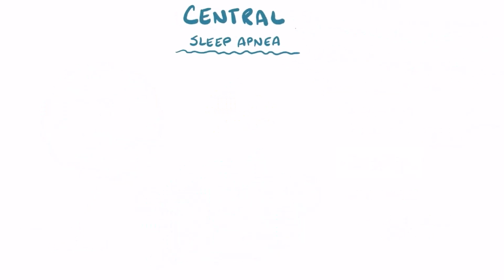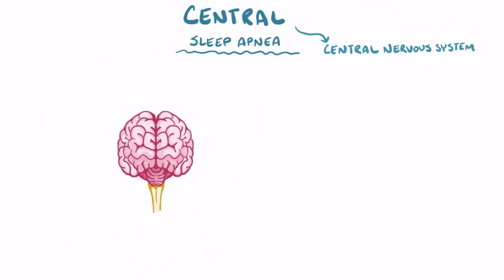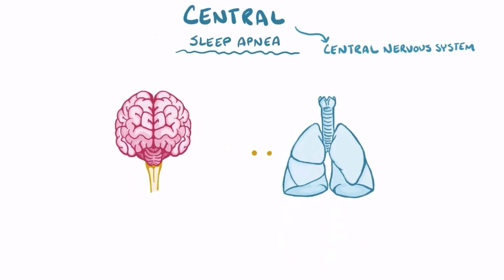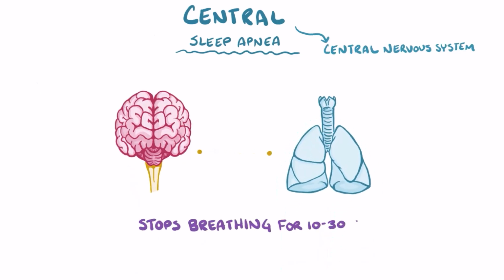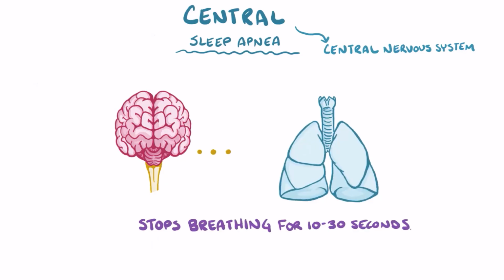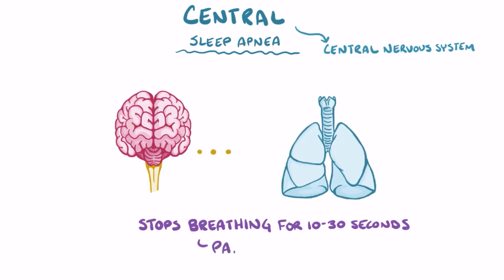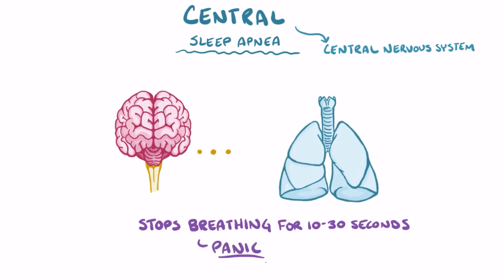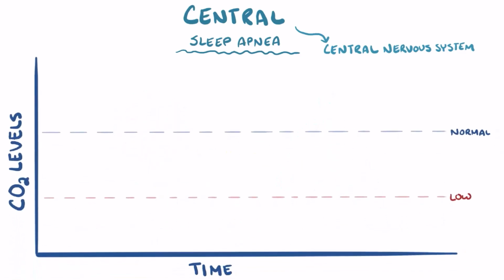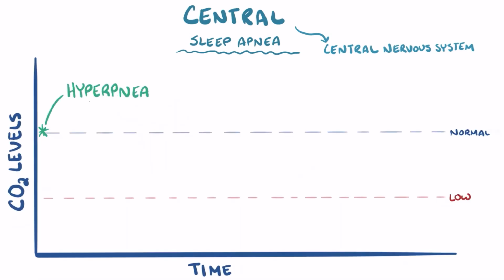Central sleep apnea, on the other hand, refers to the fact that the problem's central or related to the central nervous system. This is where the brain intermittently stops making an effort to breathe for 10 to 30 seconds. The apnea can persist for several seconds even after waking up, triggering feelings of panic and further disrupting the sleep cycle. Central sleep apnea starts with an initial episode of hyperpnea, which is when the brain directs the lungs to start hyperventilating during sleep by increasing the respiratory rate.